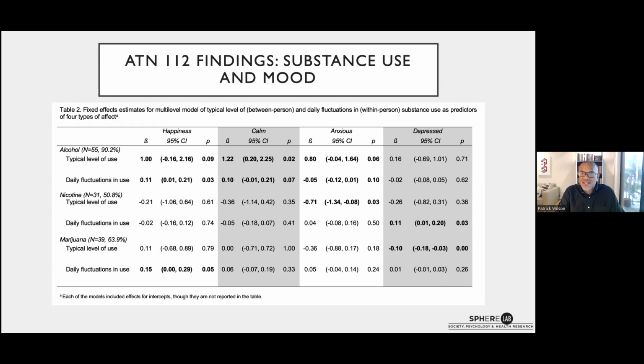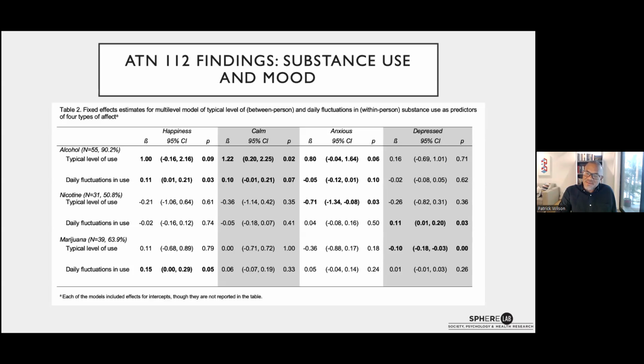I give you that. But what we wanted to highlight here is that whereas typical level of use has a positive relationship to anxiety, daily fluctuations in use has a negative relationship to anxiety. That would suggest that the more people use, the more anxious they are overall. But on days that people used, they were less anxious. And this is not the only time we see this kind of flipping of an effect.